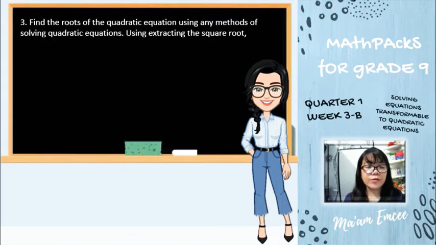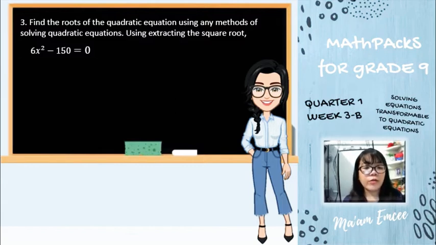We now proceed to step 3. Find the roots of the quadratic equation using any method of solving quadratic equations. So this time we will be using extracting the square root. 6x squared minus 150 is equal to 0.